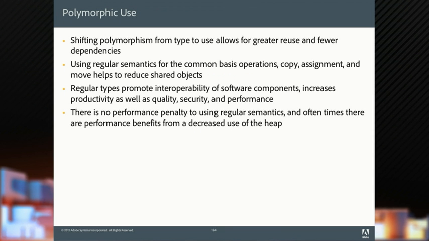Okay. So, by shifting polymorphism from the type to the use, it allows for greater reuse and fewer dependencies in our code. We're using regular semantics for all the common basis operations, copy, assignment, and move, which helps to reduce our shared objects. We have regular types to promote interoperability, and there's no performance penalty in doing this. Okay? In fact, oftentimes it's faster because we don't have to pay for heap allocations when we don't need the polymorphism.